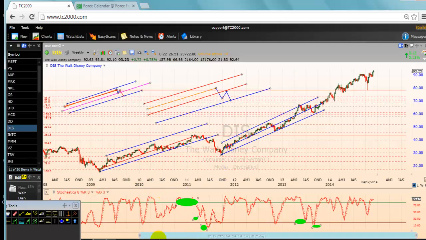When the stochastic is in the oversold zone and then displays a higher low, followed by another higher low, I don't want the video to be too long. The opposite is true when the stochastic is in the oversold zone and then goes up to display a high followed by a higher high that reaches the overbought zone. Let's leave that one alone.